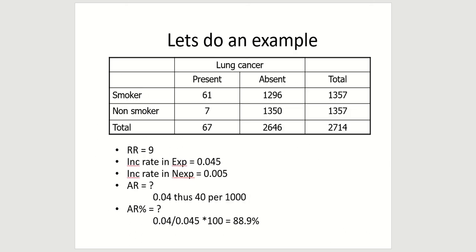So let's do an example. Here's the lung cancer and the smoking. So to be able to do the things we talked about, you need to calculate the risk in the exposed, the risk in the not exposed, which by now you should know by heart. The risk in the exposed is 61 over 1357, and the not exposed is 7 over 1357. Okay, you notice this number is exactly equal to this number. This is just a reminder that these numbers are fixed.